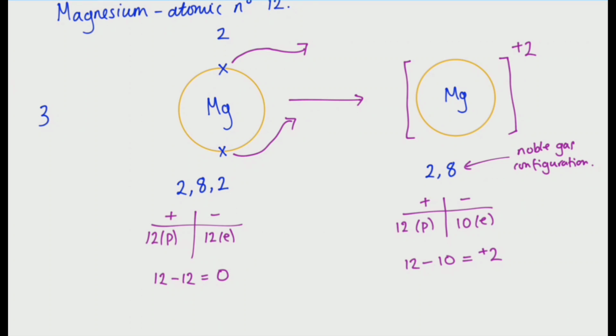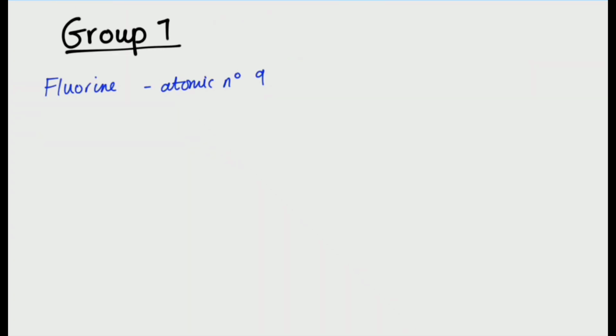Now let's take the example of a group 7 element. Fluorine has atomic number 9, so it's in period 2 and group 7. Just drawing the outer shell electrons again, it will have 7 outer shell electrons because it's in group 7. 1, 2, 3, 4, 5, 6, 7, and its electronic configuration will be 2, 7.